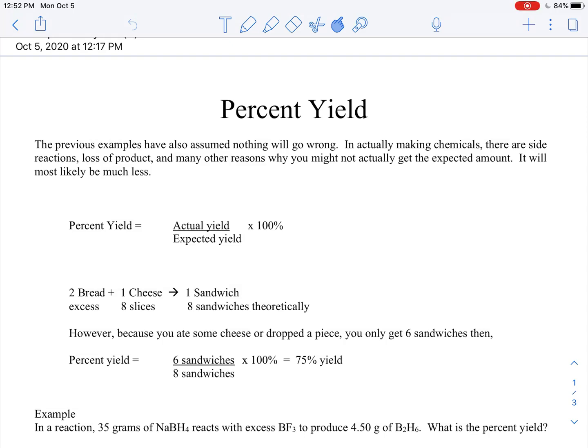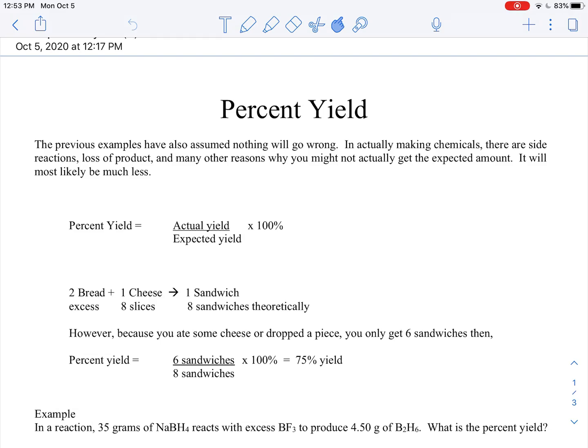Hi guys, so today's topic is about percent yield. It's kind of like the limiting reagent thing in that we are assuming that everything always works perfectly, but in the real world, things don't always work perfectly. You've got your idealized version of all the mathematics of everything, but in reality, not everything always works out perfect like this.